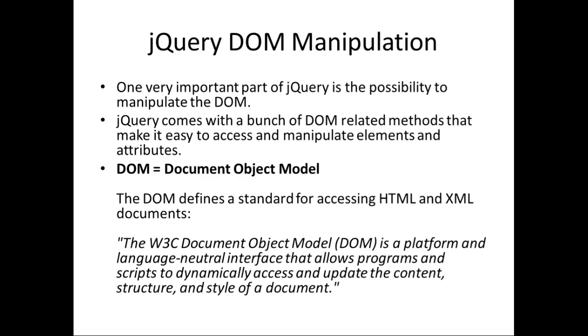jQuery DOM manipulation. One very important part of jQuery is the possibility to manipulate the DOM. jQuery comes with a bunch of DOM related methods that make it easy to access and manipulate elements and attributes. DOM stands for Document Object Model. The DOM defines a standard for accessing HTML and XML documents. The W3C Document Object Model is a platform and language-neutral interface that allows programs and scripts to dynamically access and update the content, structure, and style of a document.